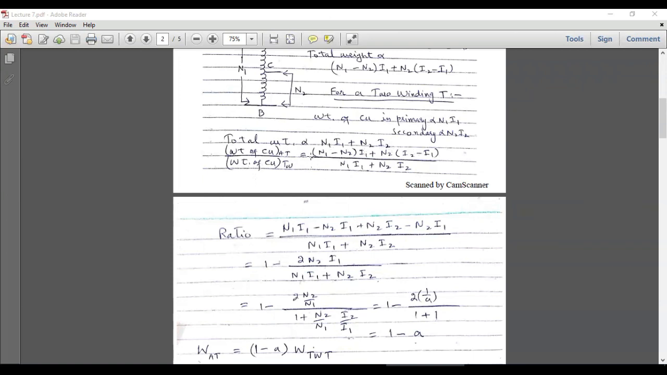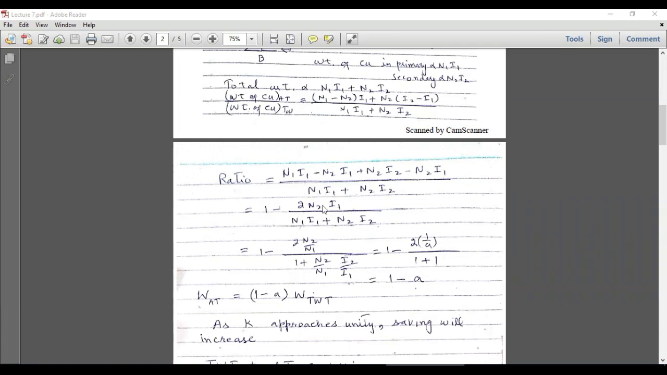So they will become N1 I1 minus N2 I1 plus N2 I2 minus N2 I1 divided by N1 I1 plus N2 I2. So N1 I1 plus N2 I2 will be divided by N1 I1 plus N2 I2, and the minus N2 I1 and minus N2 I1 will become minus 2 N2 I1. So N1 I1 plus N2 I2 divided by N1 I1 plus N2 I2 will become 1, and it will become minus 2 N2 I1 divided by N1 I1 plus N2 I2.